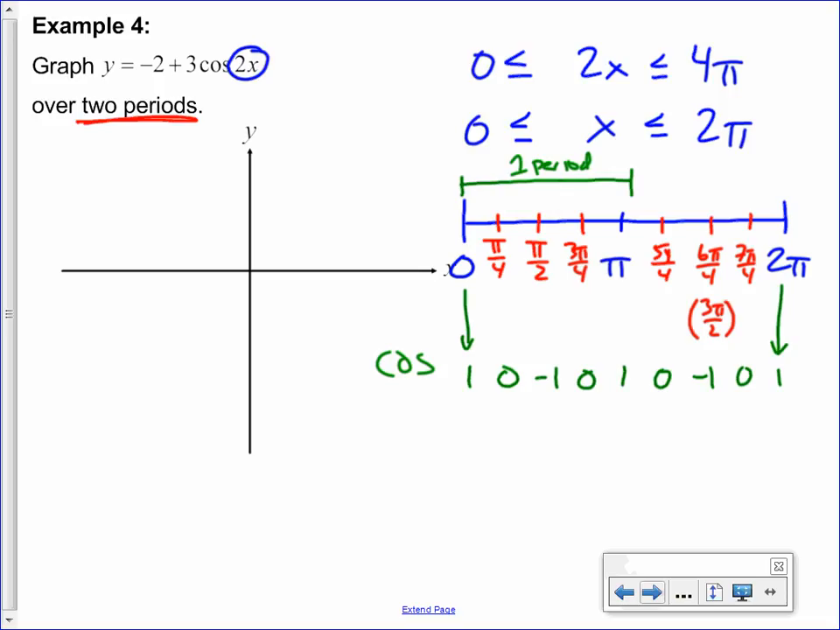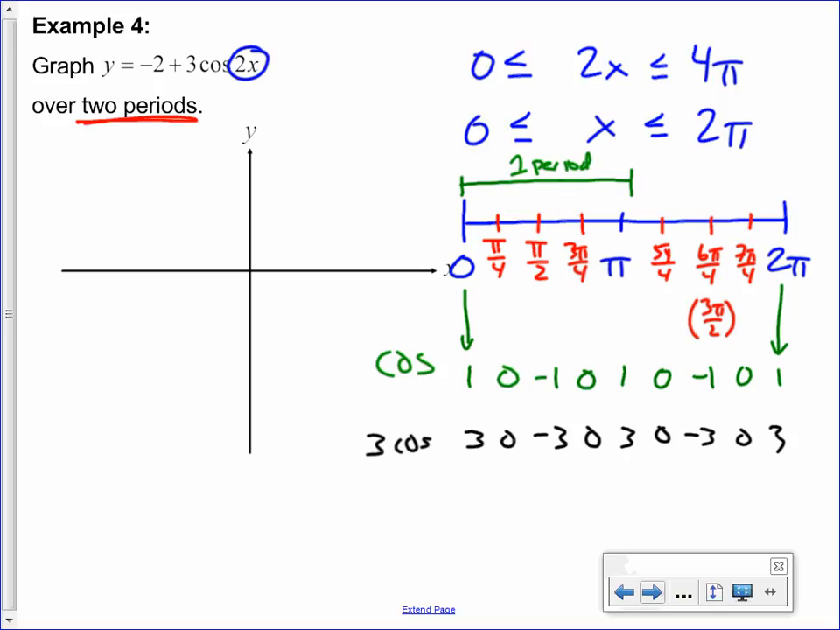What's shift? We haven't shifted anything. Let's do it. Next thing is 3 cosine. 3 cosine makes this a 3, 0, -3, 0, 3, 0, -3, 0, 3.